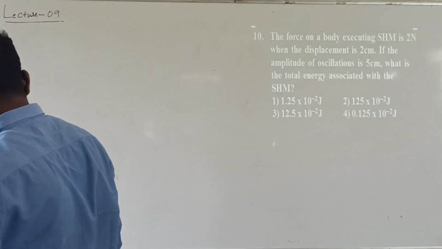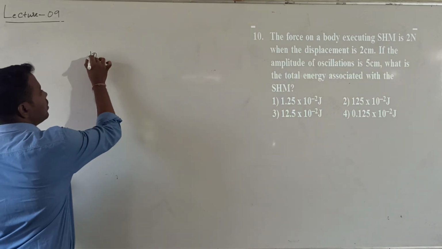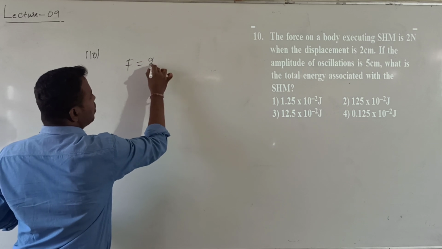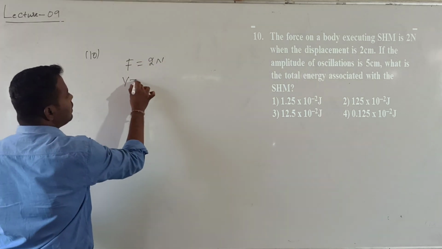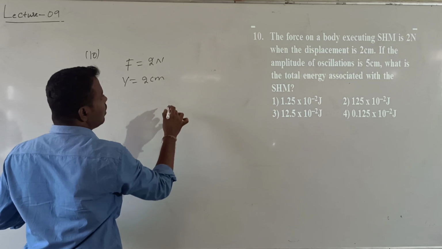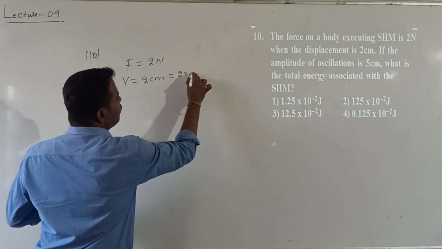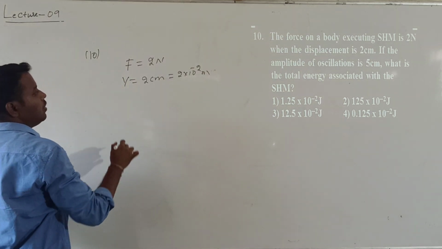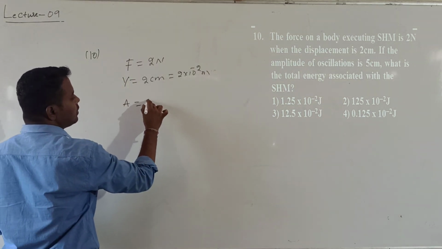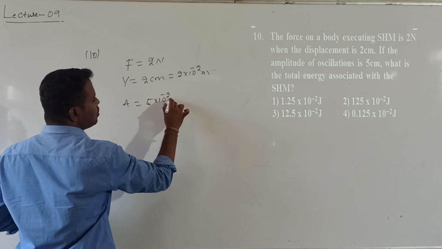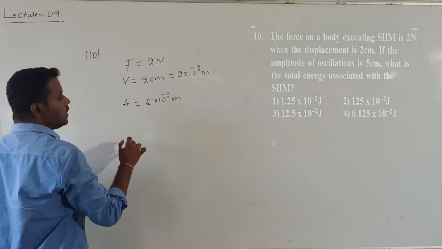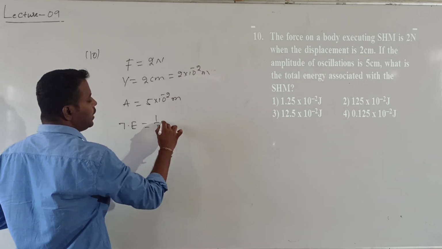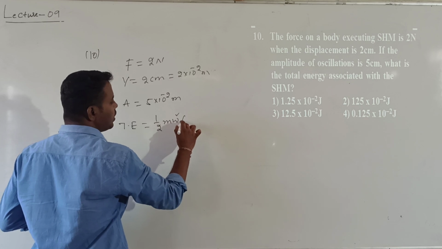See this, in this question 10, the force acting on a body executing SHM, F is 2 newtons, when displacement y is equal to 2 centimeters, or 2 into 10 to the power of minus 2 meters. If the amplitude of oscillation A is 5 centimeters, 5 into 10 to the power of minus 2 meters, they are asking us to calculate total energy. Total energy formula: 1 by 2 into m omega square into A square.